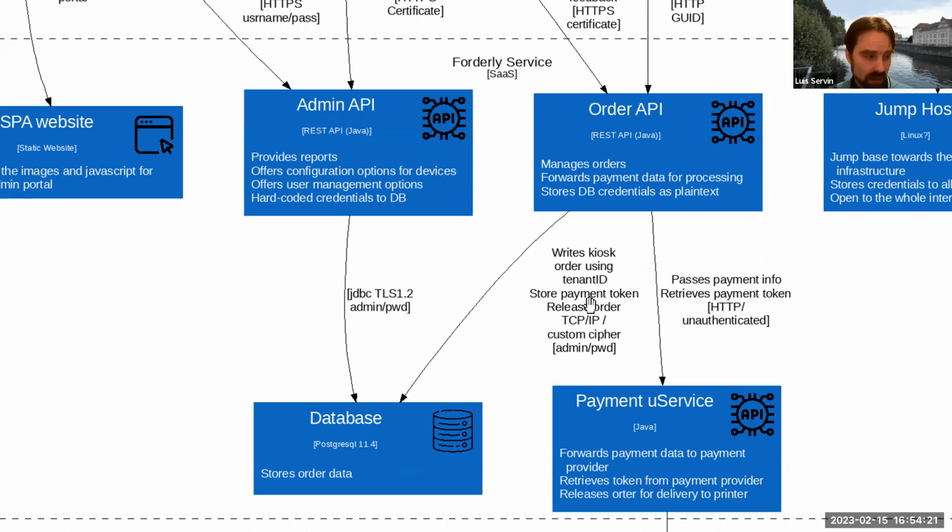That's one thing. On the other hand, it's the credentials to the database, right? So we can see here they're using JDBC for accessing the database, and on this side they're using naked TCP over IP with a custom cipher and sending admin and password. And then what we see here is they're both logging in as admin and password. So least privilege and an authorization mechanism is missing.